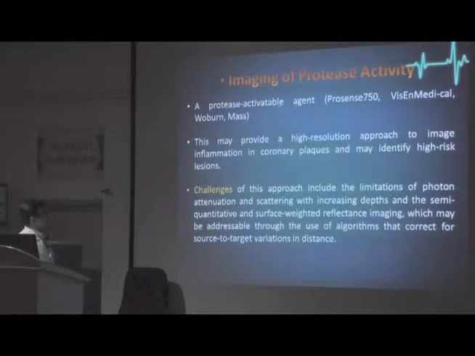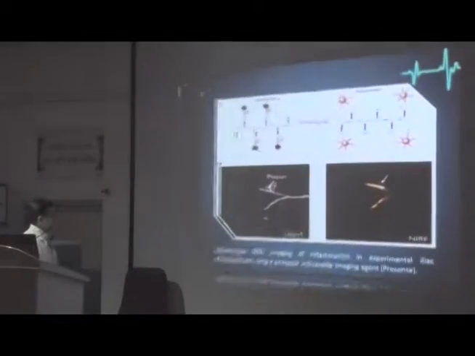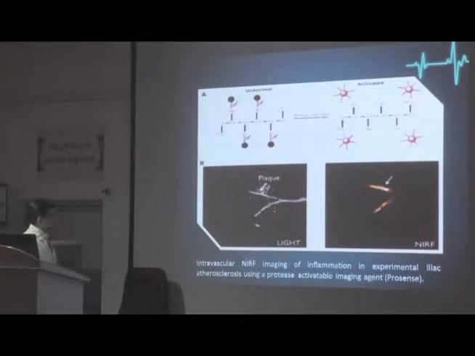The imaging of protease activity agents like ProSense 750 and others may provide a high resolution approach to image inflammation in coronary plaque and may identify high risk lesions. The challenges of this approach include the limitation of photon attenuation and scattering. The intravascular near-infrared fluorescence image of inflammation in experimental iliac atherosclerosis using a protease activity agent.